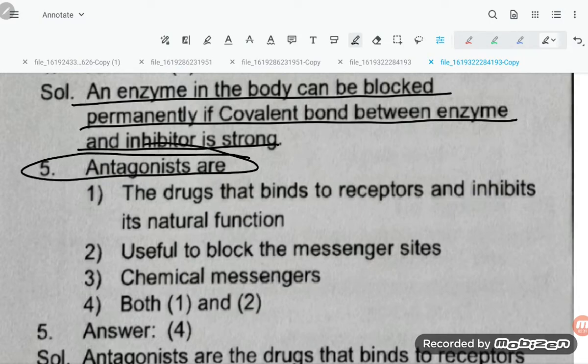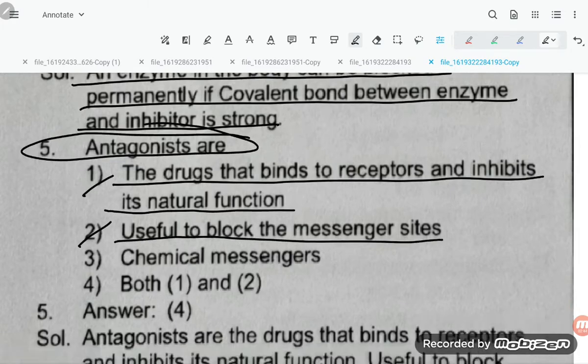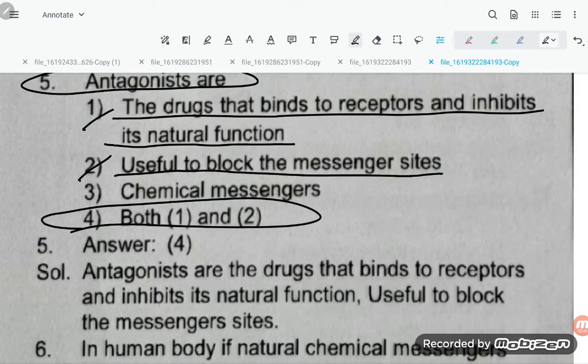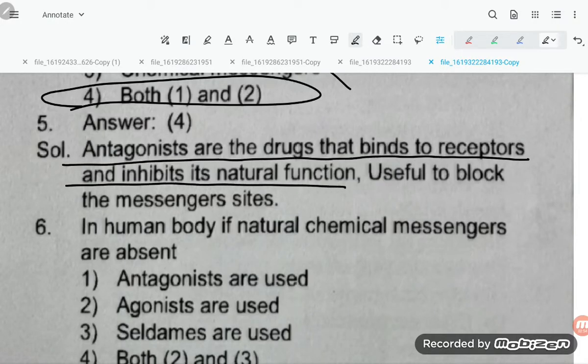Antagonists are the drugs that bind to the receptor and inhibit its natural function; they are useful to block the messenger site. That is also correct. 1 and 2 are correct, so the correct option is option number 4. Chemical messenger is wrong.